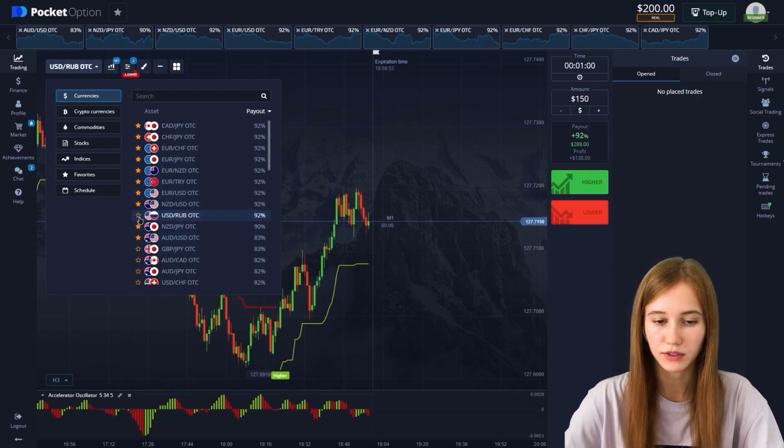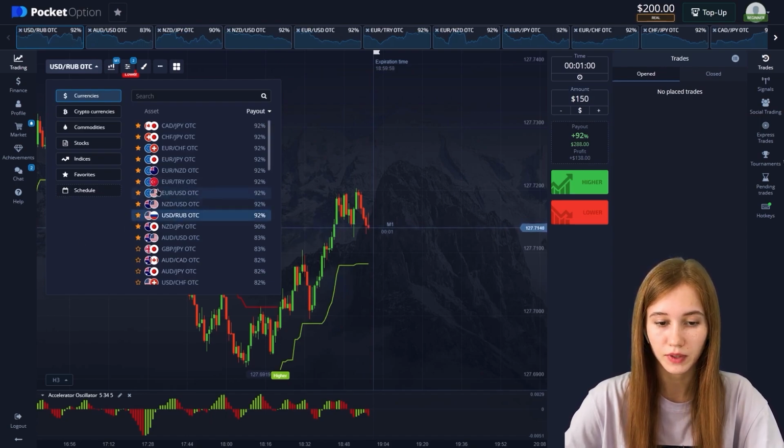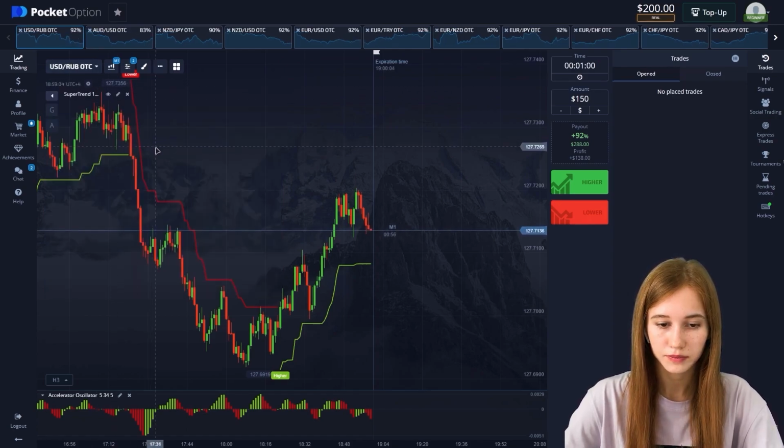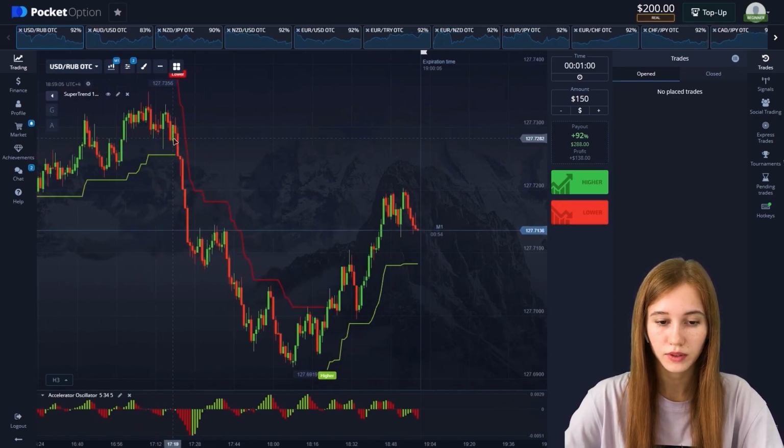Let's now choose several currency pairs and immediately switch to one. And let's choose more. So I think that's enough. Let's figure out what do we configure next.